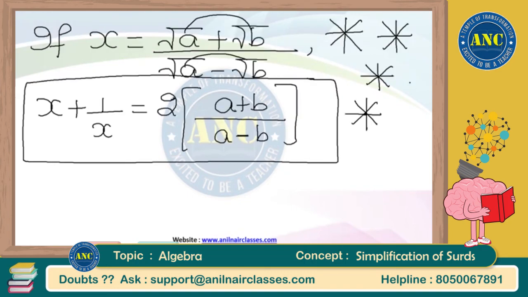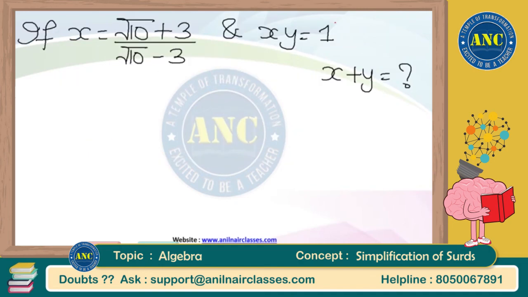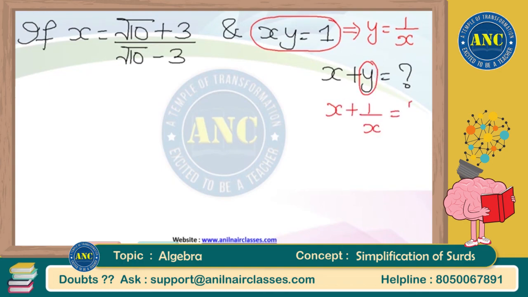Very simple, sir. The concept we learnt is x plus 1 by x. 1 by x is nothing but the reciprocal of x. Correct, right? Can I say that from this particular notation, I can write y value as 1 by x. If I substitute here, this becomes x plus 1 by x. That means indirectly they are asking you the variable and its reciprocal sum once again.